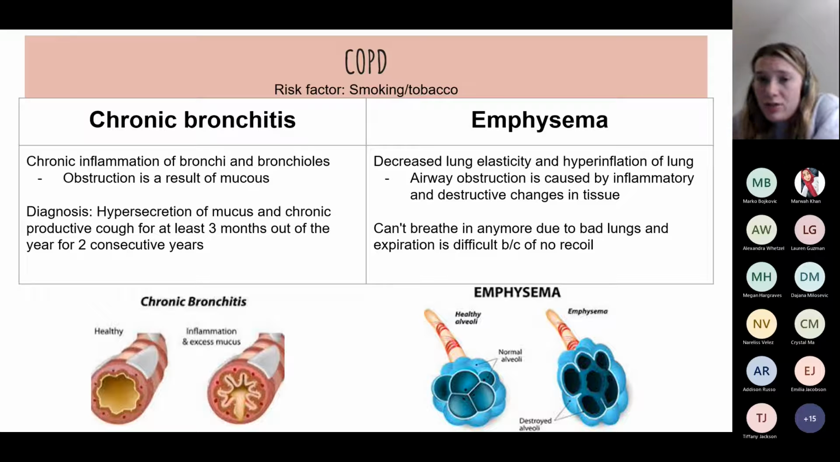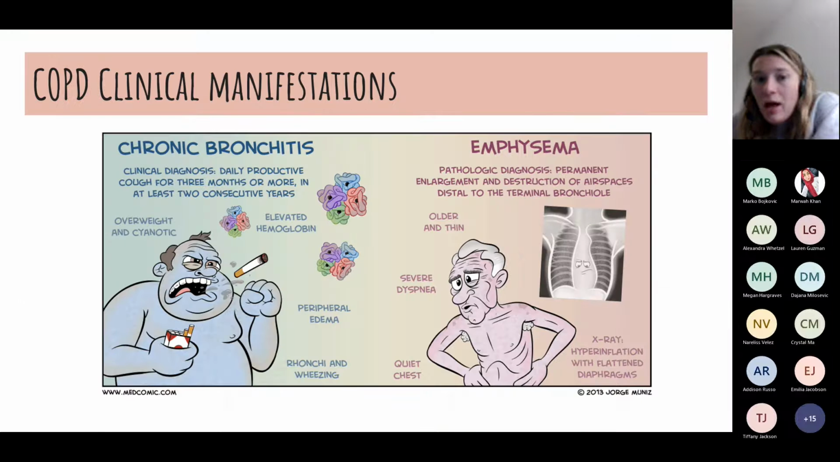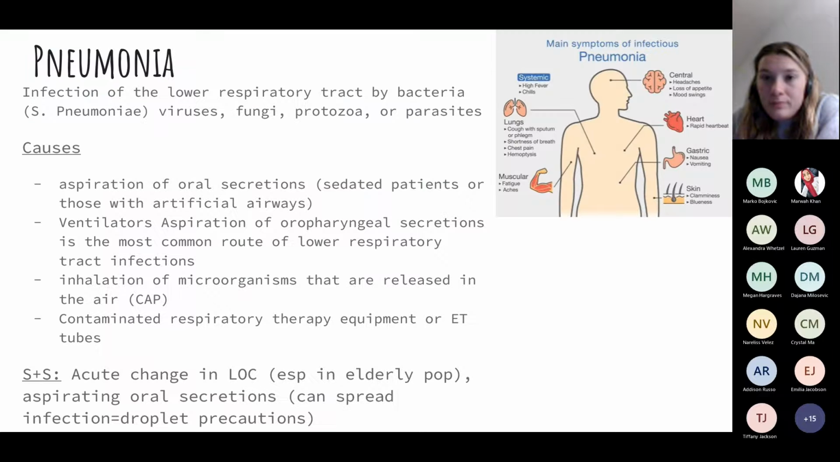Our biggest risk factor is smoking and tobacco use. I also included some clinical manifestations of chronic bronchitis on its own and emphysema on its own, but someone with COPD will actually have a lot of these same symptoms, except they're going to be more on the malnourished side because they waste so many calories simply just trying to breathe.